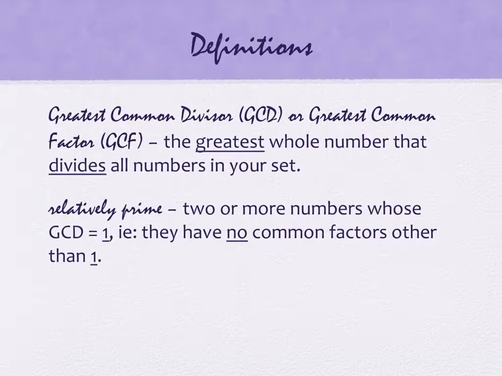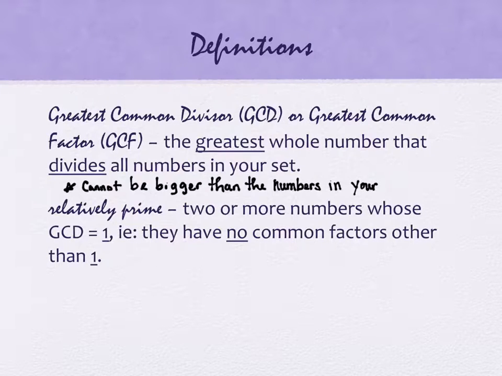It might be worth writing yourself a note that this cannot be bigger than the numbers in your set. So while it's called a greatest common divisor, it's actually usually smaller than what you're working with. Okay, so these numbers are smaller than what you start with.